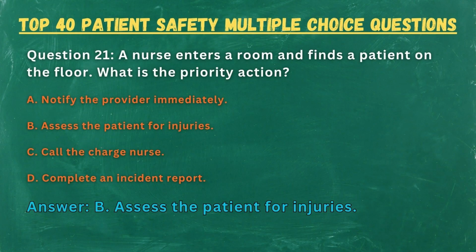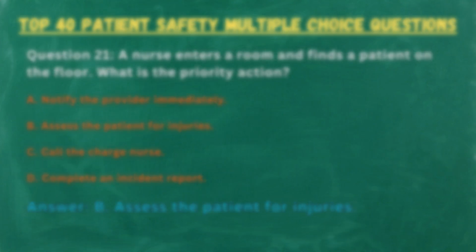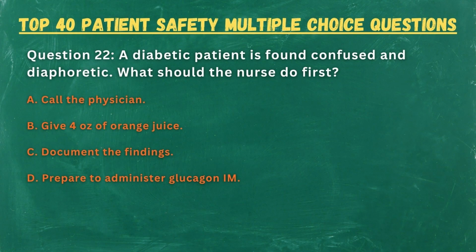Answer: B. Assess the patient for injuries. Question 22. A diabetic patient is found confused and diaphoretic. What should the nurse do first? A. Call the physician. B. Give 4 ounces of orange juice. C. Document the findings. D. Prepare to administer glucagon IM.